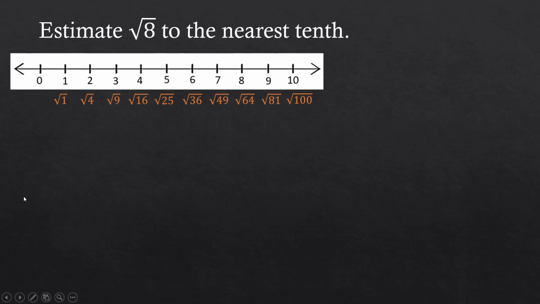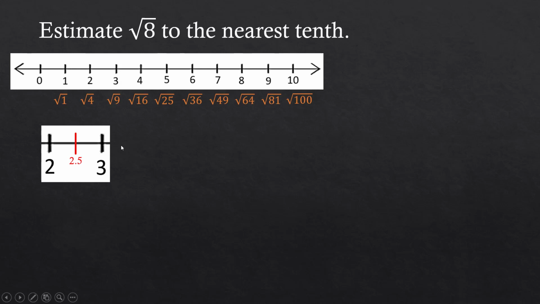Clearly, if I'm comparing the square root of 8 to the information that I already know, I can see that 8 fits in between the square root of 4 and the square root of 9. That means that the square root of 8 has to be about 2 point something. If I zoom into that part of the number line, I can further my estimation. I also like to think of a middle ground, so 2.5.